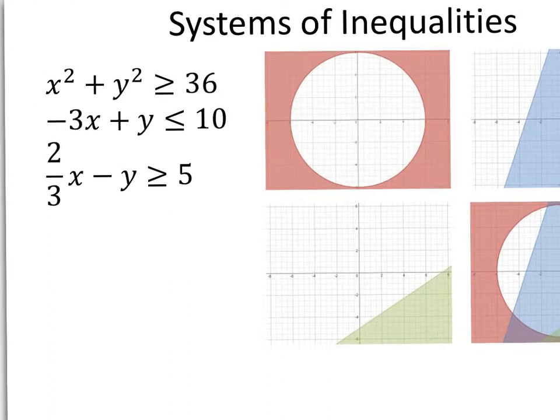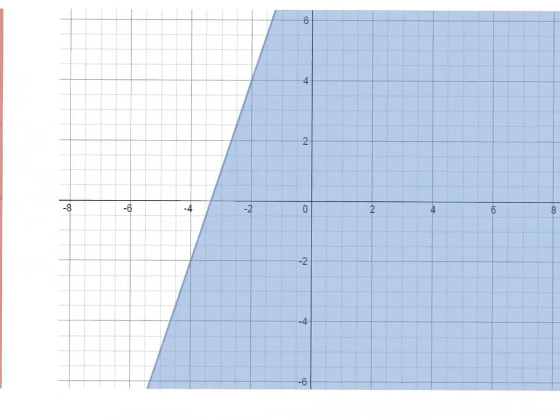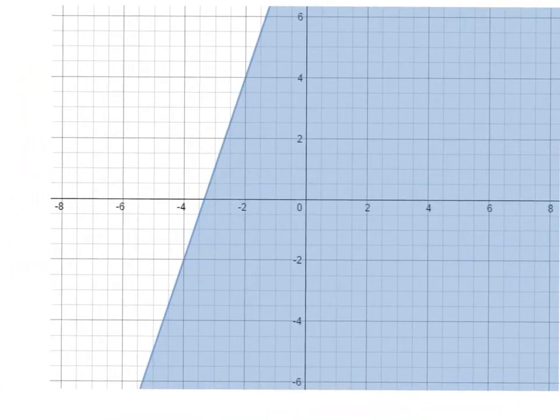Okay, the next one is negative 3x plus y is less than or equal to 10. Of course, if you wanted to put this in slope-intercept form, you'd get y is less than or equal to 3x plus 10. So you see a positive sloping line with a y-intercept of 10, and it's a less than or equal to, so we'll shade the bottom side of that. Now, this is what that graph looks like alone when we graph it, okay?